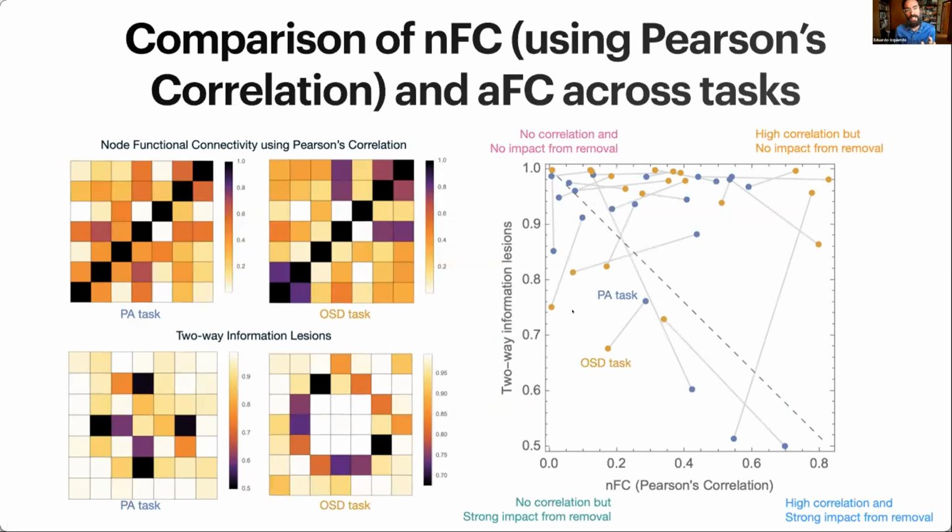So what we can see from this data, these are all of the pairs that you see here. The blue is for one task and the orange is for the other task. And what we can see is that for the most part, it doesn't seem like there's a great relationship between the Pearson's correlation and the informational lesions. For the most part, there's an overestimation. There's a lot of neurons that say they are correlated, but actually have very little impact. And in some ways, there are some counterintuitive examples too, things that don't have correlation and nevertheless have an impact.